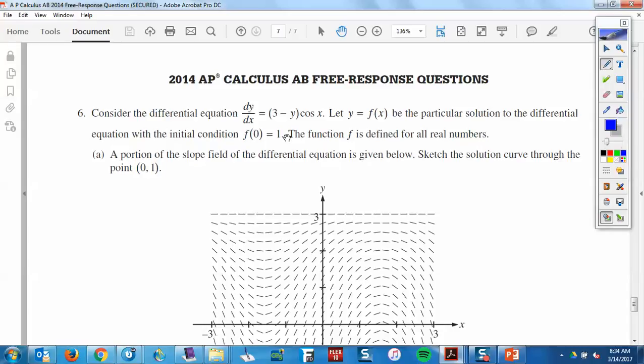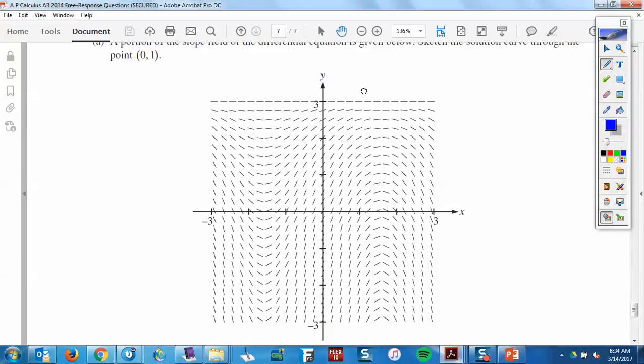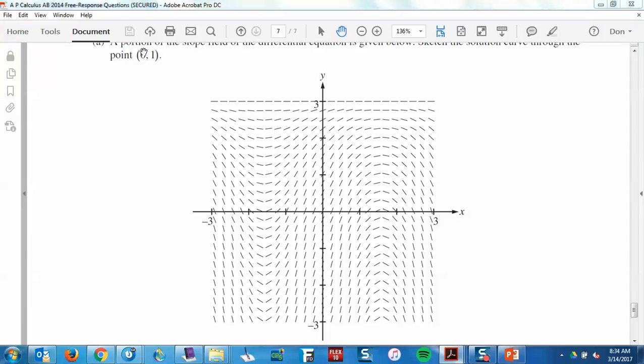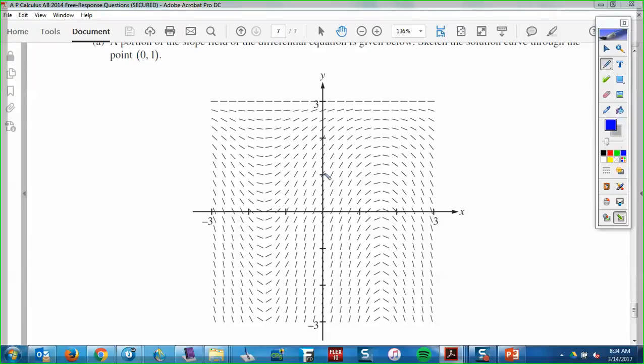But it says let y equals f of x be the solution to that differential equation. Then they give you an initial condition. So that's the solution, the y equals f of x, some x's. So y would be the solution. It says sketch the solution curve. It says a portion of the slope field for this is given below. So we talked about that. This is the graph of y. This is the solution. And so it says plot the one that goes through the initial condition (0, 1).